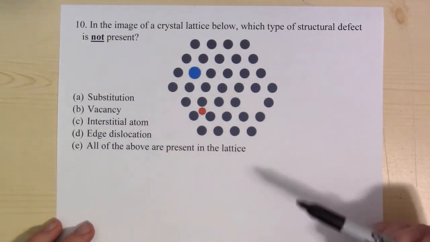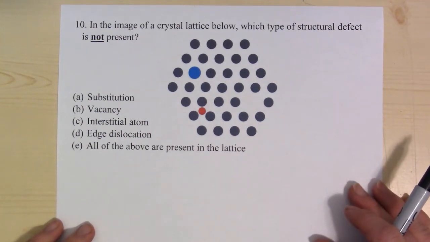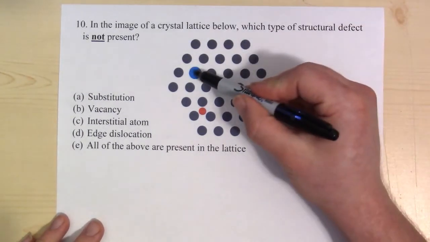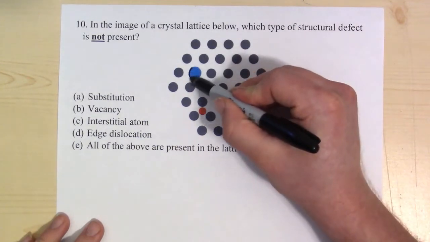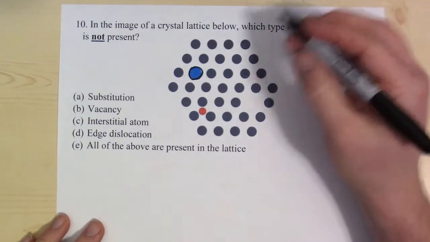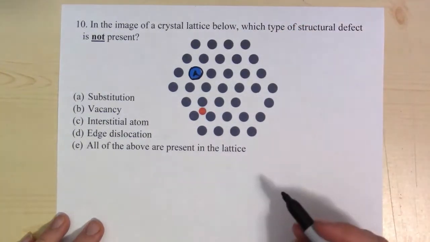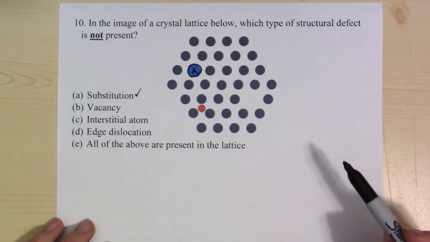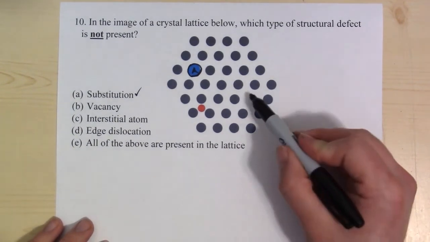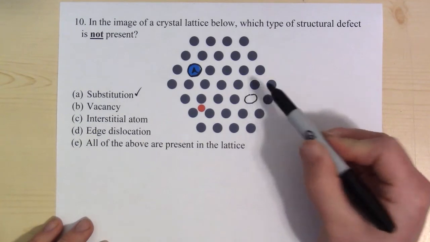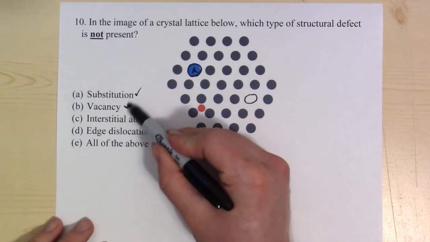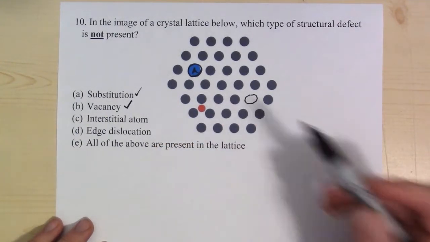A is a substitution. That's where one of the main atoms of the lattice is going to be replaced by another atom. We see that most of these are gray circles, but here where there should be a gray circle, there's actually a blue circle. So that is a substitution. So we do have a substitution. A vacancy is where there's a missing atom where there should be one. So we see that here, if the lattice were complete, there would be another gray circle there. So there is a vacancy because we're missing a gray circle here.